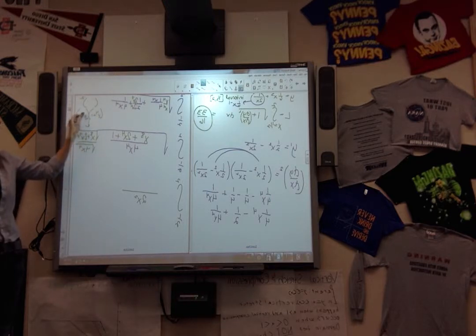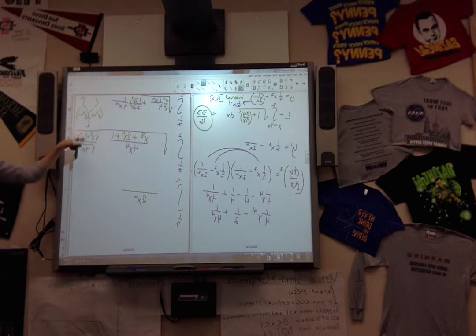That gives you x to the 8th plus an x to the 4th plus an x to the 4th, which is your 2x to the 4th. So basically, if you end up at the end and you don't have a perfect square, you did something wrong.